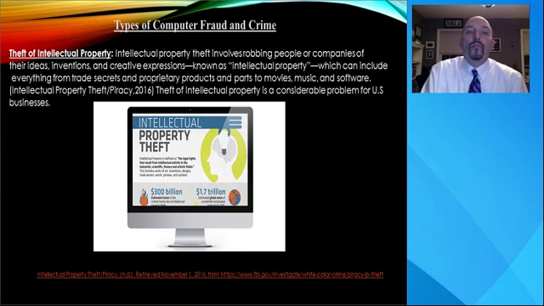Theft of intellectual property involves robbing people or companies of their ideas, inventions, and creative expressions, known as intellectual property, and includes everything from trade secrets and proprietary products and parts to movies, music, and software. Theft of intellectual property is a considerable problem for U.S. businesses, according to the IP Commission report.